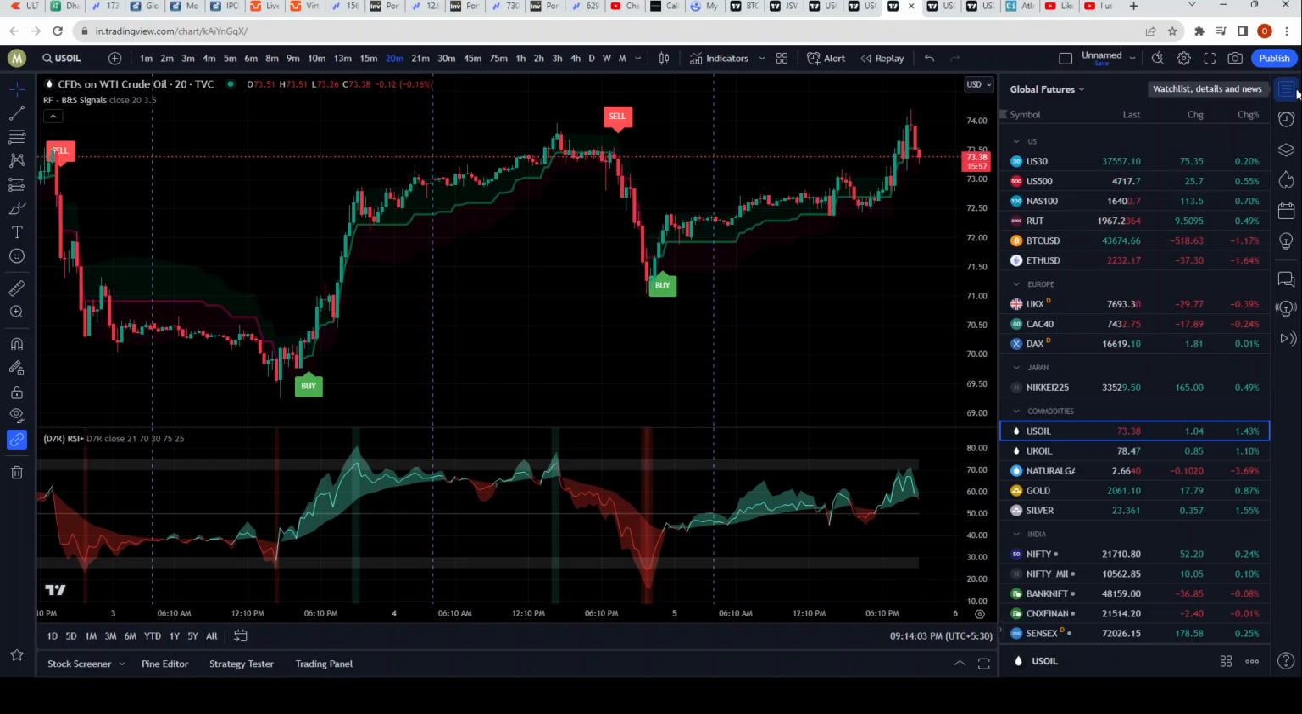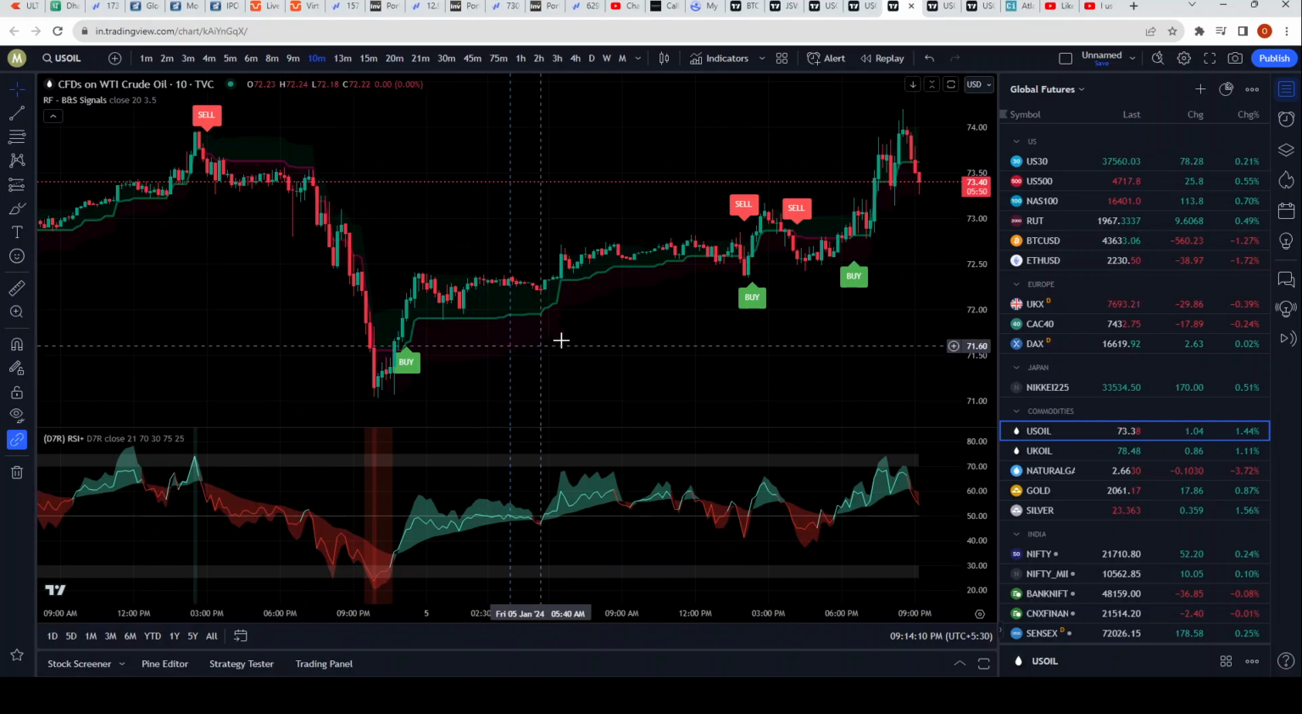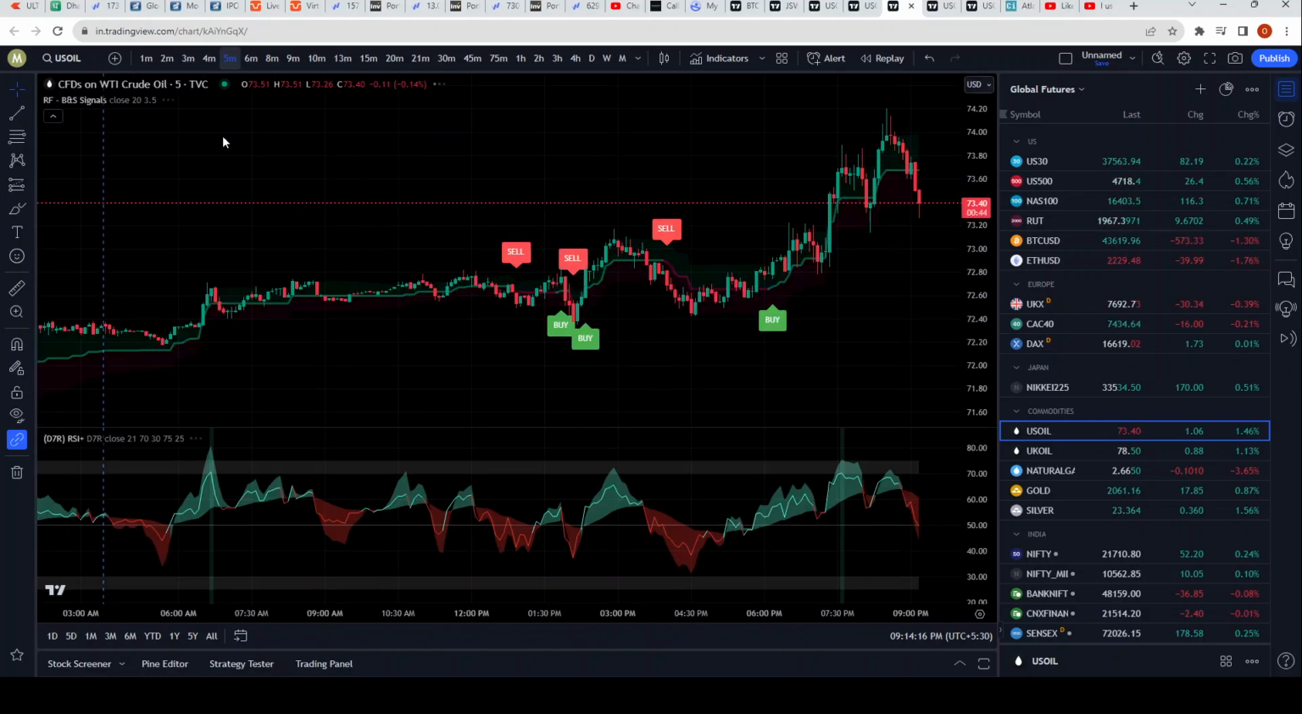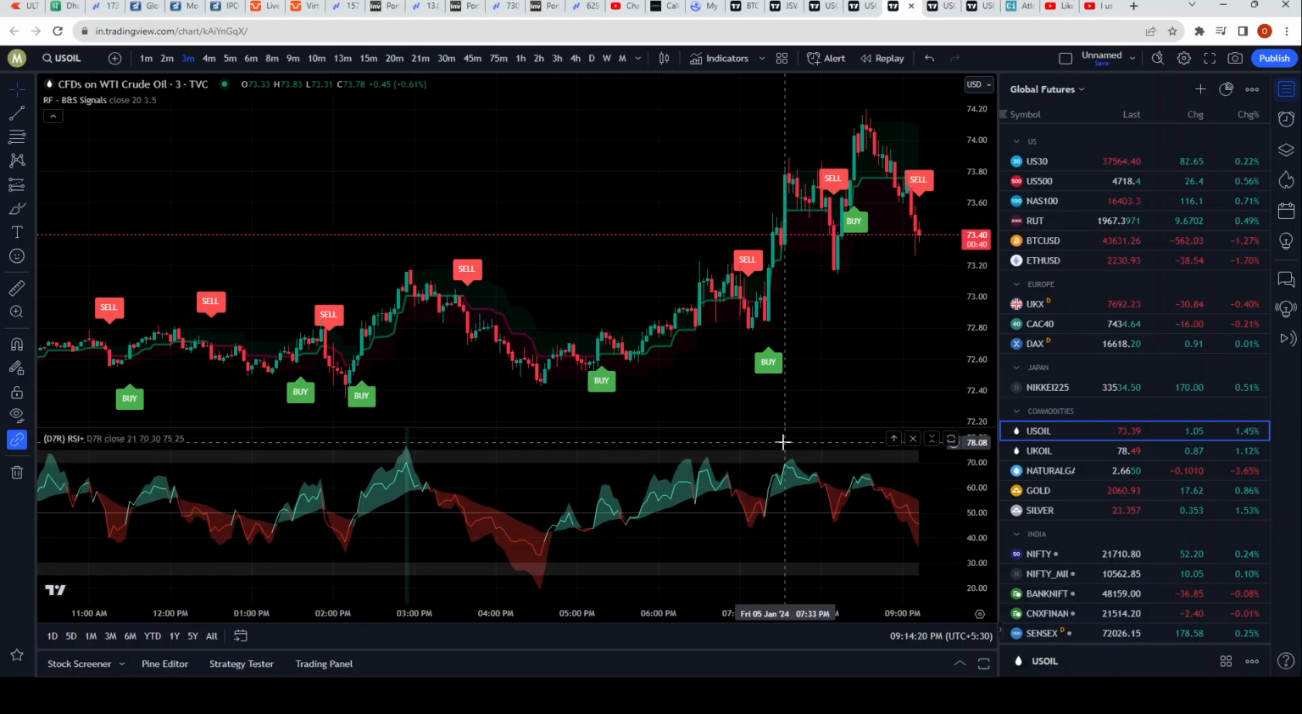But I would say there would be a lot of noise on the chart. If I decrease this from 20 to a 10 minute, you can see there's a lot of noise. Sell, buy. If I go further down to 5 minutes, it'll get even noisier. If I go to 3 minutes, it'll get even noisier.